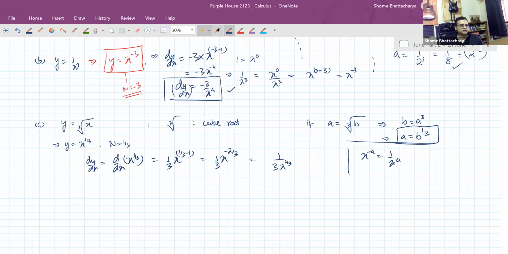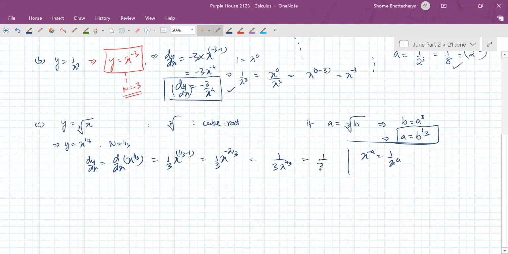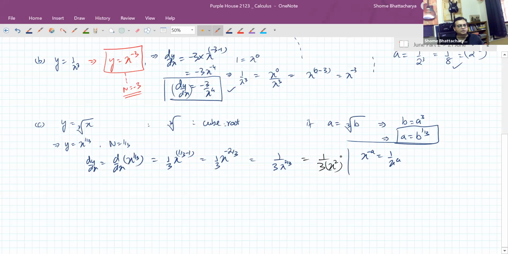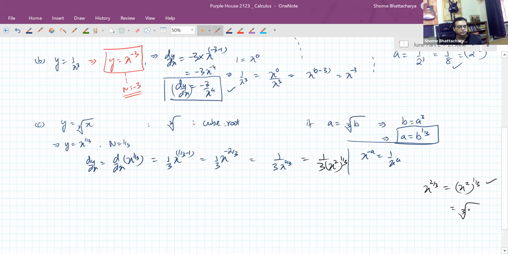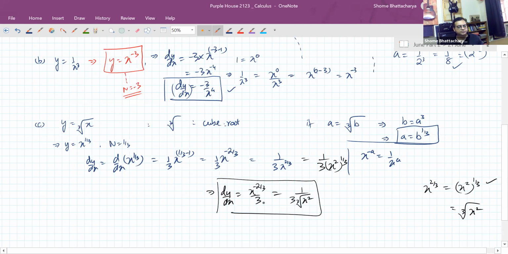Okay, so this part further we can write this as 1 by 3 is a separate term. Now this is x squared to the power 1 by 3. X to the power 2 by 3 can be written as x square, whole thing to the power 1 by 3, right? Yes, sir. So then you can now write it as cube root of x square. So further, dy by dx, which is x to the power minus 2 by 3 divided by 3, can also be written as 1 upon 3 into cube root of x square. Cube root of x square is the same thing as x to the power 2 by 3, so that's in the denominator. So we can write it like this, or like this, or even like this. Any of these are the correct answer.